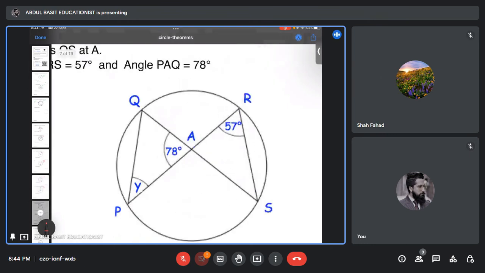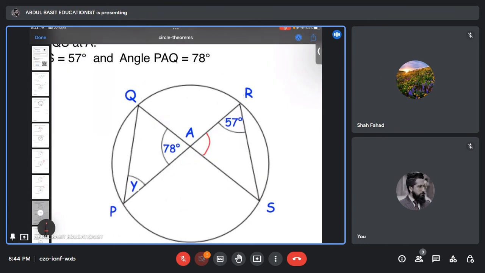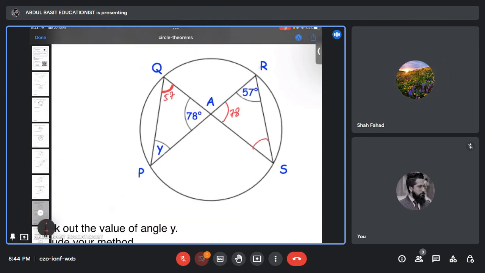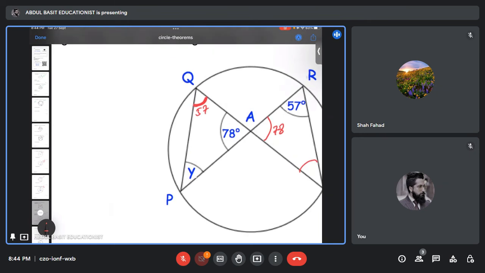Okay, look at the question. If this angle is 78, so that is also 78, vertically opposite. If this is 57, so this angle would be 57 as well. So it means that these two angles are also the same. So 180 minus 78 minus 57. So the answer is what? 180 minus 57 minus 78. So the answer is 45 degrees.